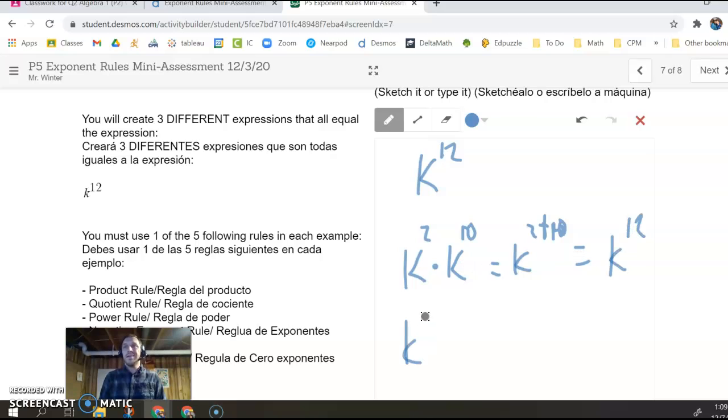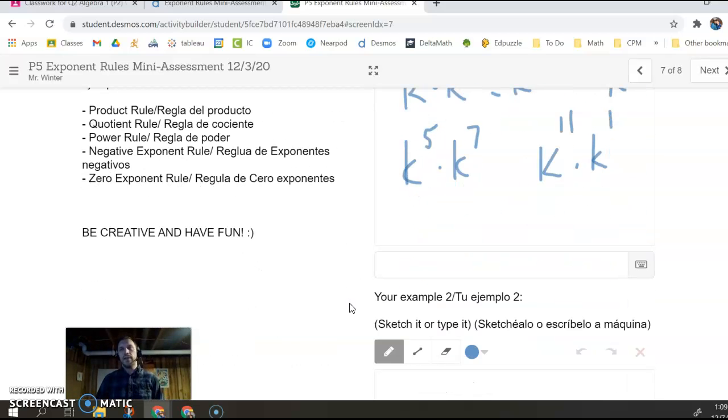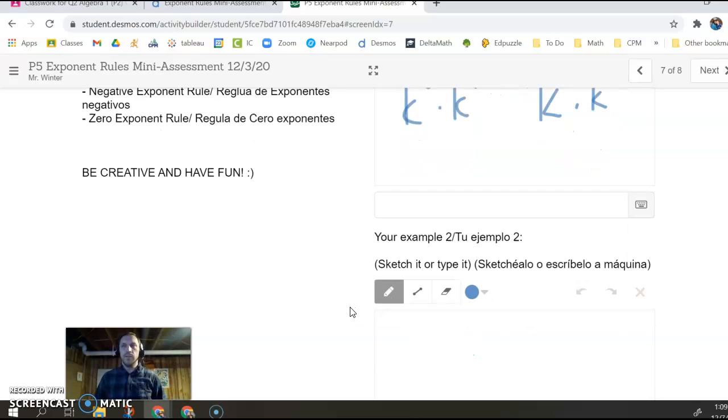We could say k to the 5th times k to the 7th. Those add to 12. K to the 11th times k to the 1st. Those add to 12. The possibilities are near endless. Well, they are endless if you want to get really crazy and use negatives.